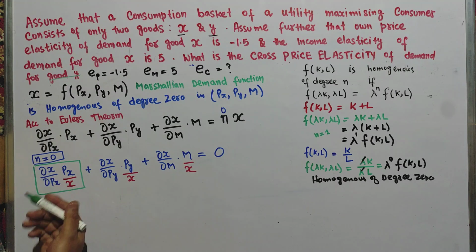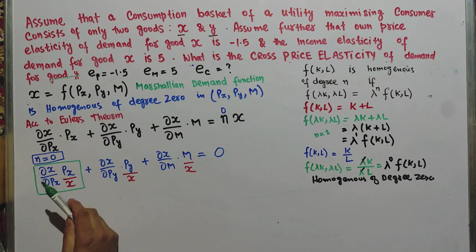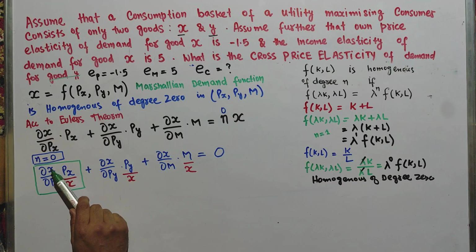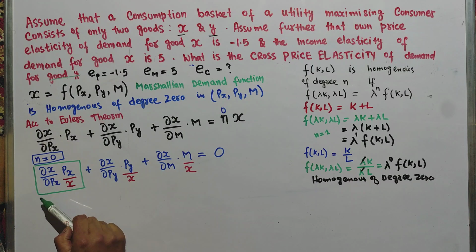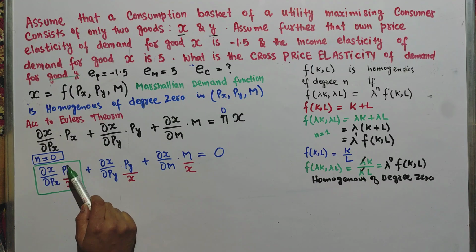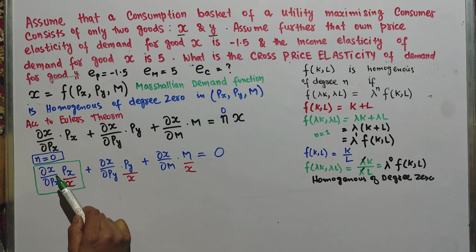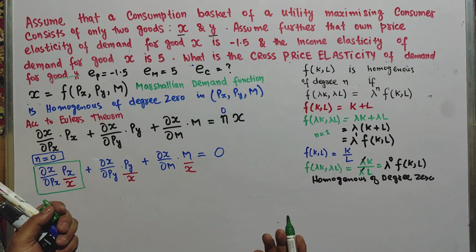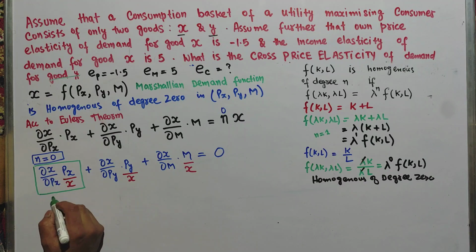This has some implications here. What does exactly this first term tell us? It simply tells us the change in the demand of good x due to the change in the price of this good x, times the price of x upon quantity demanded of good x. This is actually the own price elasticity of demand. So can I write E subscript P here?